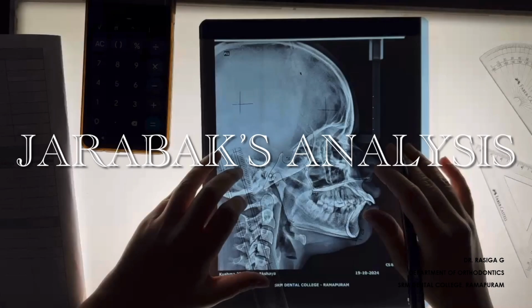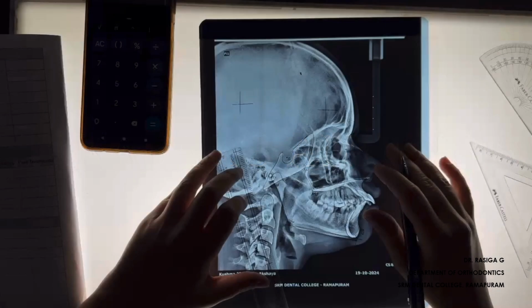Good morning. Today we will be seeing about Jarabak's cephalometric analysis, which was introduced by Dr. Joseph R. Jarabak in 1972. This analysis is particularly useful in assessing vertical growth problems such as in patients having open bite or deep bite cases. The analysis of the facial height ratio and other angular measurements will help the orthodontist identify whether a patient has a tendency for excessive vertical or horizontal growth.